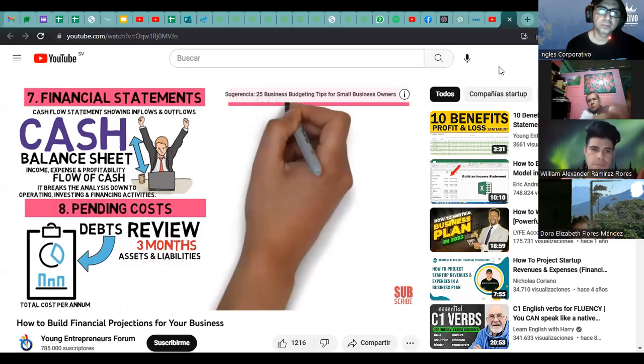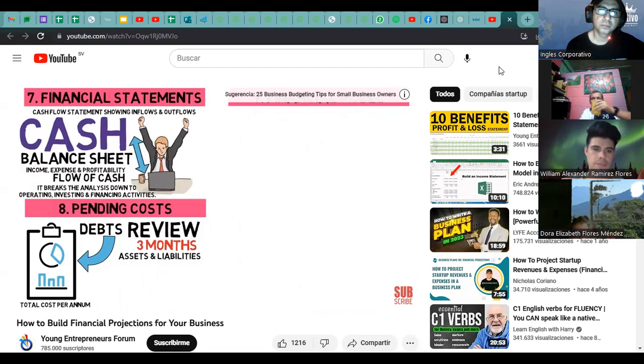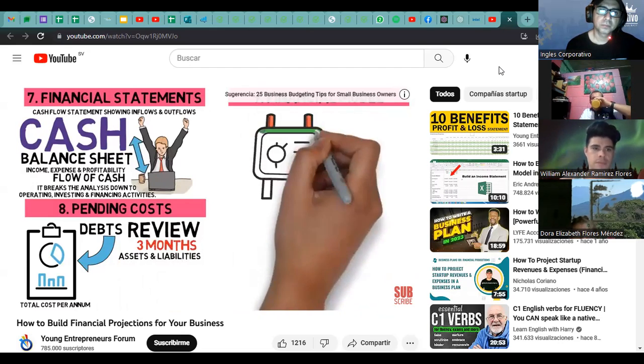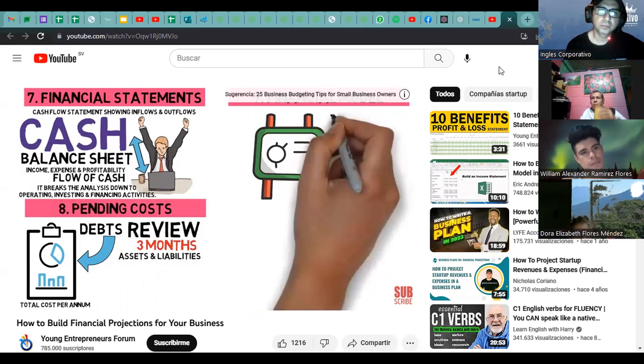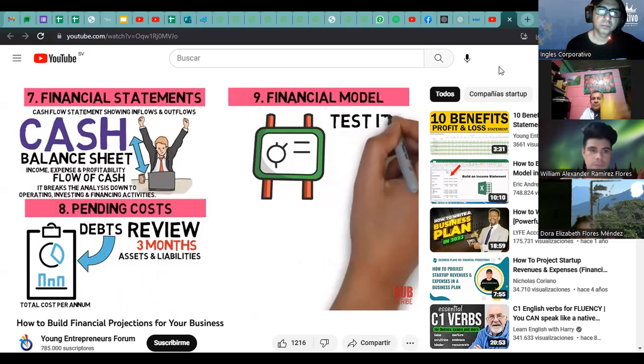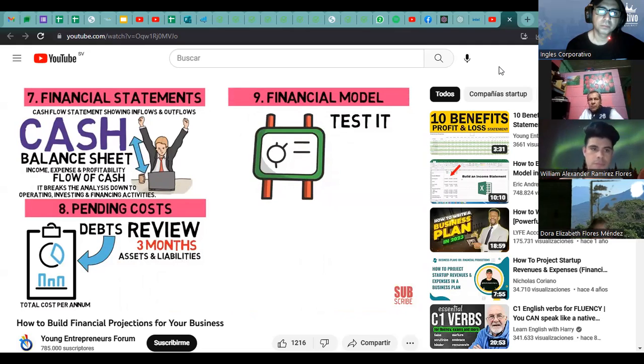Number 9. Examine your finished financial model in detail. It is not sufficient to review the model to see if it looks correct. You must test it by proofreading it carefully and checking all the spreadsheet cell references and formulas.